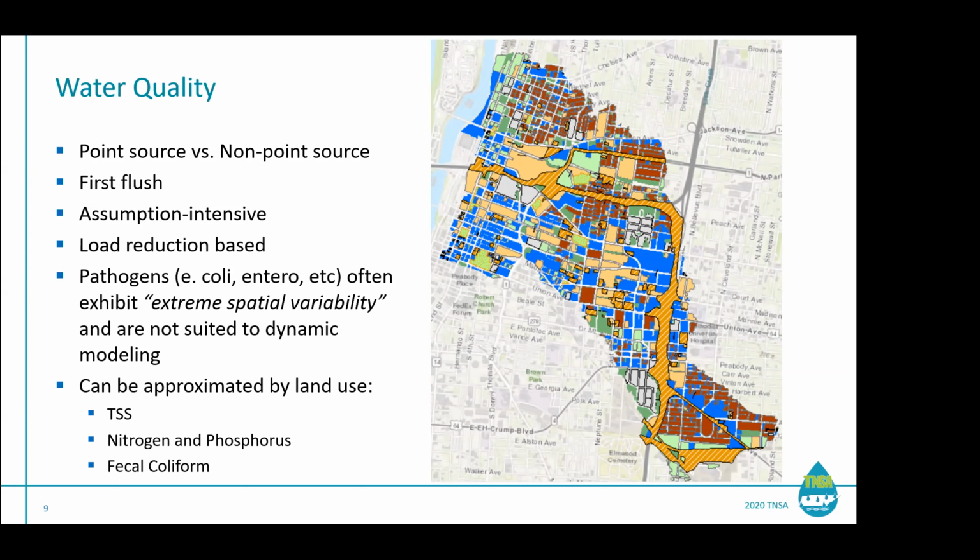point source discharge. And I forget exactly which paper I read this in, but pathogens, specifically E. coli, often exhibit what they call extreme spatial variability. So to say that this general spot here, this dog park, always has this amount of runoff, even then the amount of E. coli in that still could be very highly spatially variable. But you can approximate this stuff pretty healthily by land use, and try to look at it from a load reduction standpoint over the course of years.